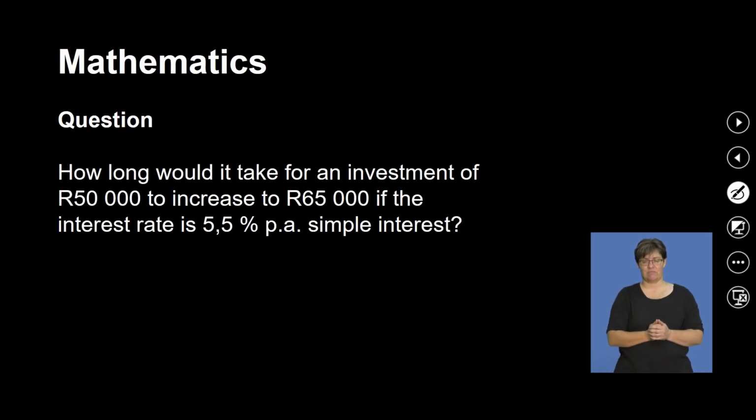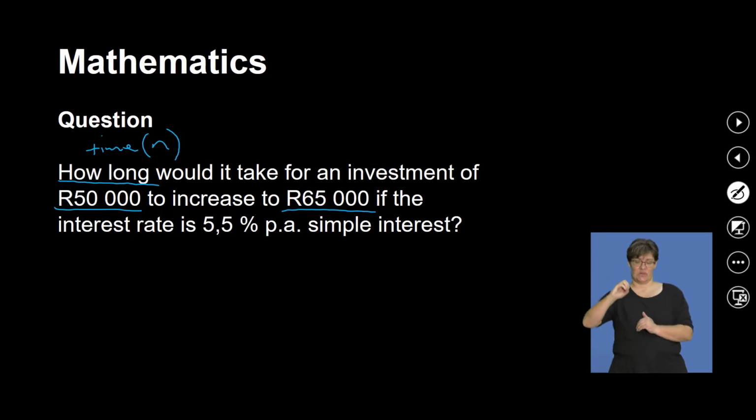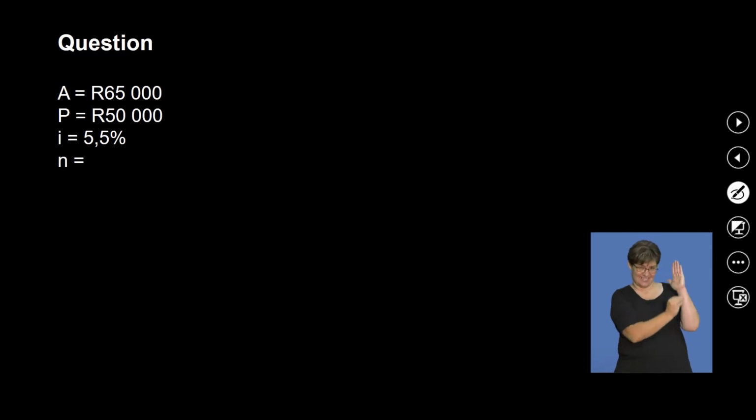Another question now is, how long will it take? So we look at what does how long mean. How long will mean we want time, right? We're talking about time, which is duration. In financial maths terms, we know time is represented by N, which is the number of years. It will take for an investment of 50,000 to increase to 65,000 if the interest rate is 5.5% simple interest.